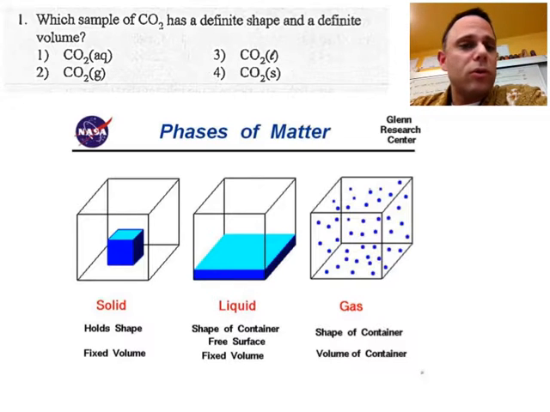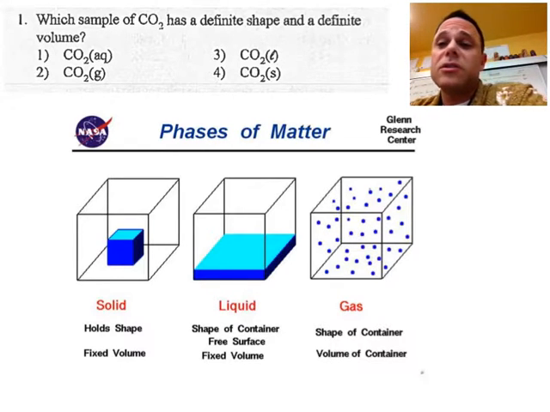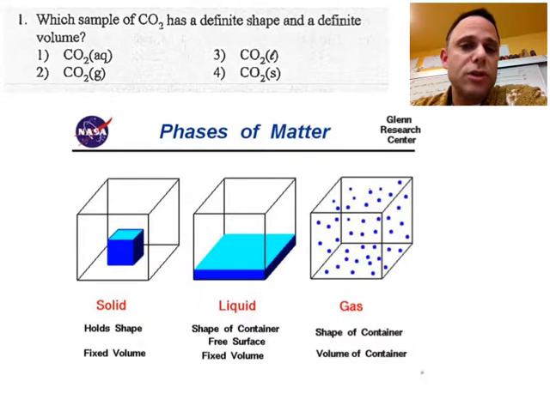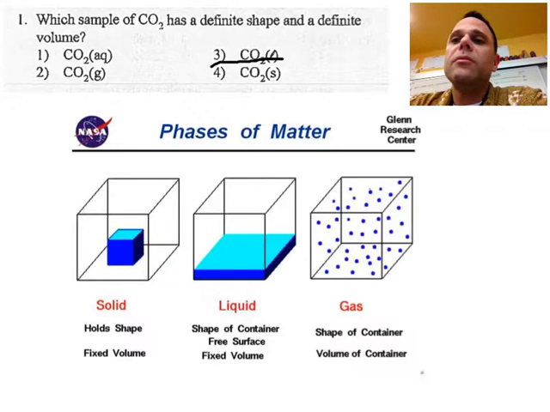A liquid. Well, liquid, the particles move about each other, changing positions constantly. Therefore, they cannot have a definite shape. They do, however, have a definite volume. Here it's described as a fixed volume. Now, solid, on the other hand, the shape is definite. It's not going to change. And the volume, that too will not change. Best answer for this one is definite shape, definite volume, choice 4.